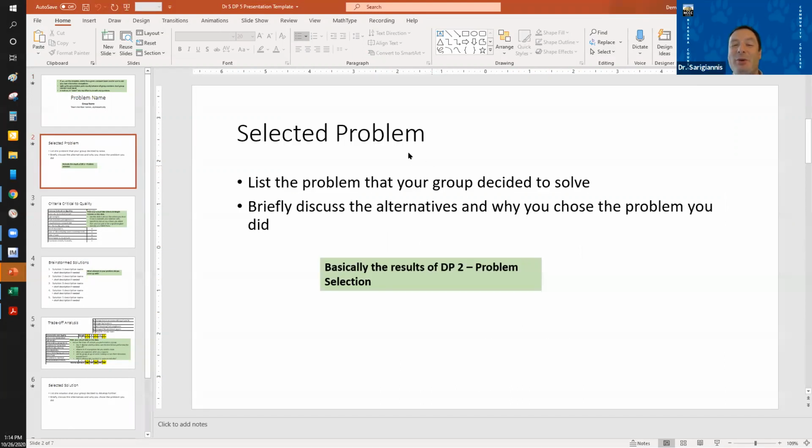The first slide is going to be where you discuss your selected problem. What's the problem your group decided to solve? This is way back from, what was it, the second assignment, I guess, because the first one was picking your name. And you can briefly discuss the alternatives and why you chose the problem you did. This is the results of DP2, right, part 2.